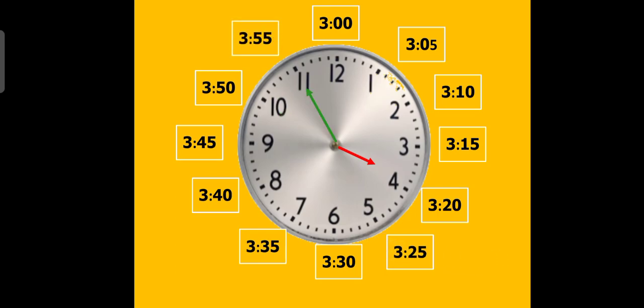Okay, it will move again. It stopped on which number? It stopped on 11. How many minutes does 11 represent? If we count again by 5, it represents 55 minutes. And how many hours? It didn't reach 4 o'clock, so it will be 3 hours, 55 minutes.